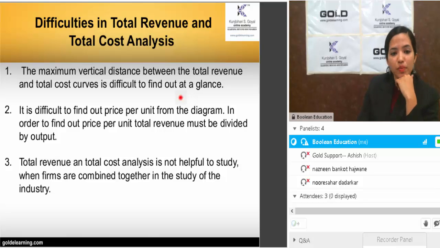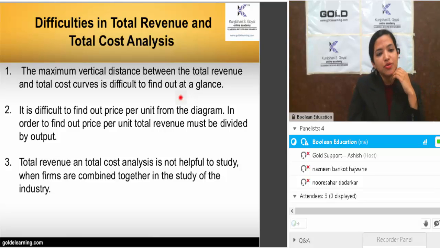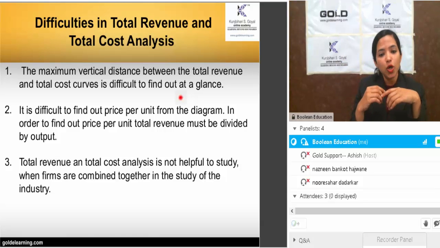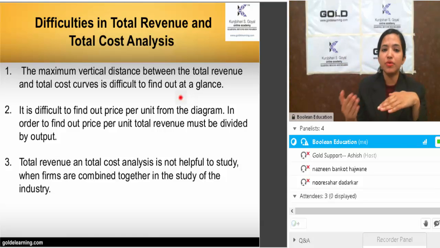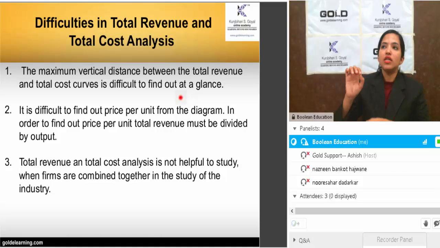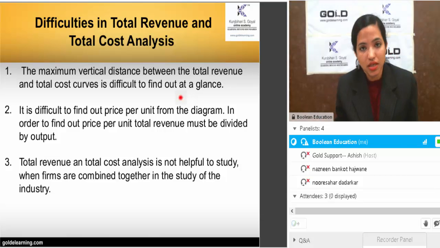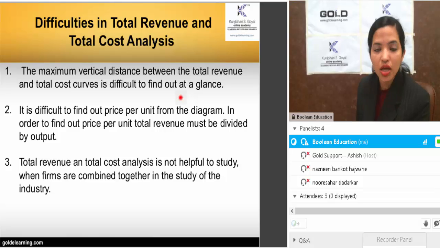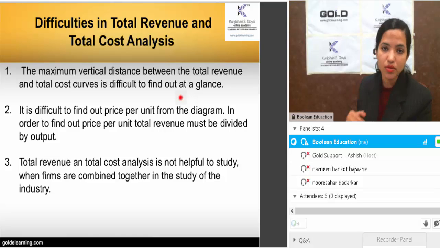It is difficult to find out price per unit from the diagram. In order to find out price per unit, total revenue must be divided by output, right? Obviously, looking at the diagram, it is not possible to find out price per unit. Meaning, this method is not giving you in-depth information, an in-depth study of this cost profit analysis.